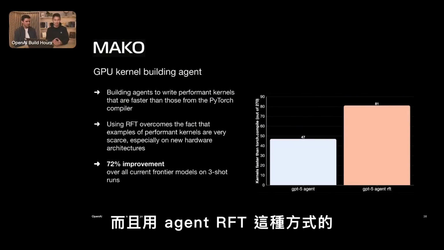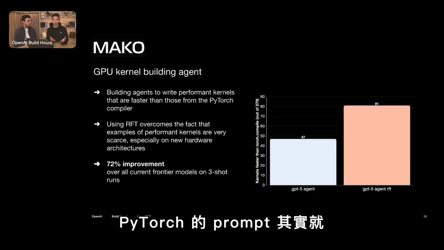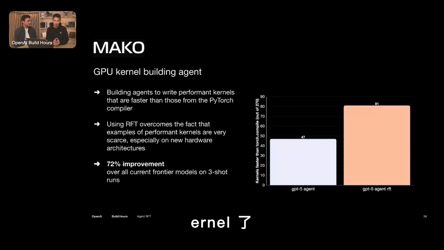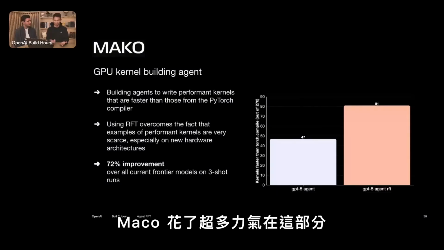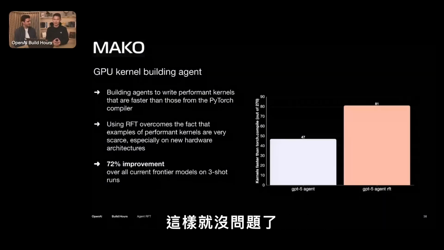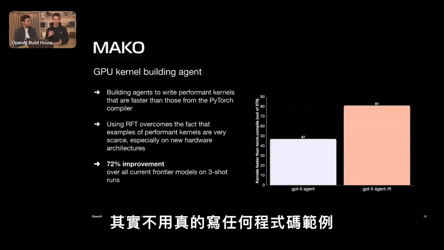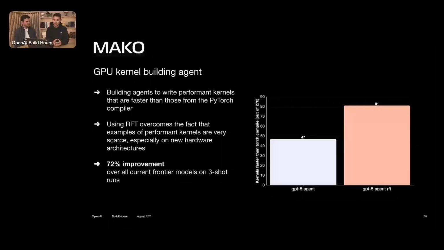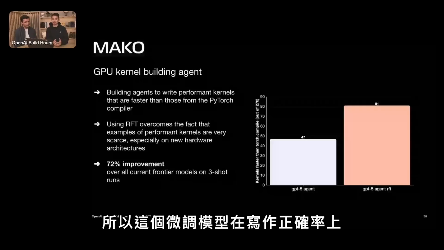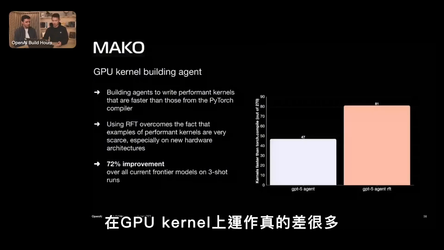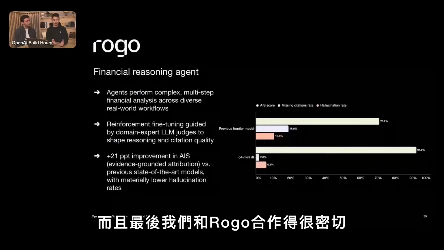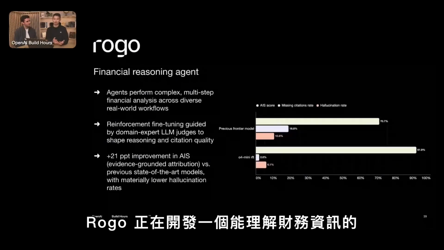But using Agent RFT, as few as 100 PyTorch prompts were enough alone for GPT-5 to learn how to write fast kernels for a new hardware platform, as long as you have a good grader, which is what Mako worked really hard on. And that allowed us to not need any code examples, actually, to start writing these really performant kernels. So the fine-tuned model actually beats the state-of-the-art by 72% in writing correct and performant GPU kernels, which is a huge boost. And lastly, we worked closely with Rogo. Rogo is building a financial reasoning agent.